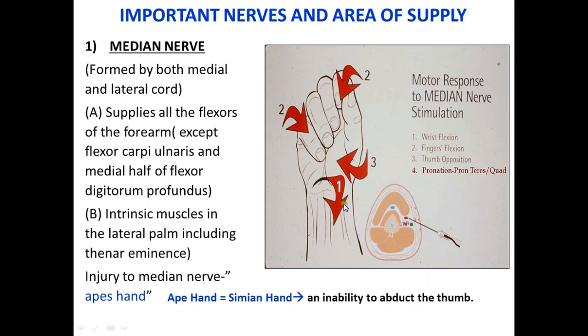When we say the median nerve supplies the fingers, the thumb and the forearm flexors, except the two muscles, the flexor carpi ulnaris and the medial half of the flexor digitorum profundus, then when the nerve supplying these muscles is damaged, the function of the muscles is lost. If the median nerve is damaged, the action of these muscles will be lost: that is wrist flexion, finger flexion, and thumb opposition.